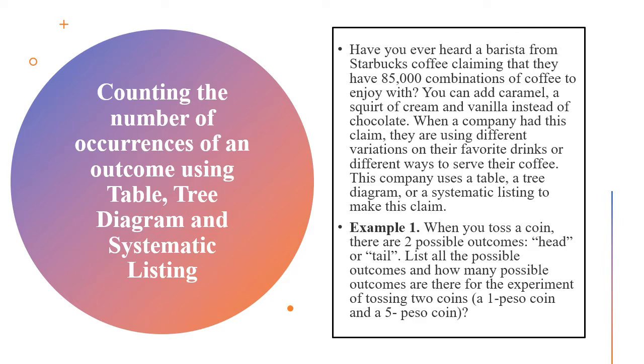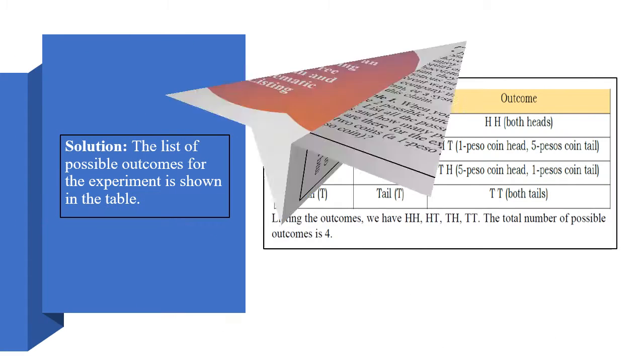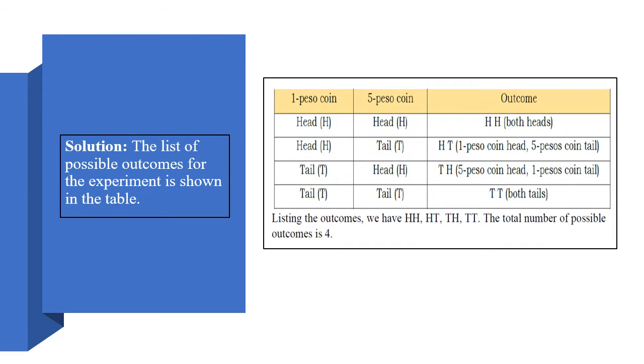Example: when you toss a coin, there are two possible outcomes, head or tail. List all the possible outcomes and how many possible outcomes there are for the experiment of tossing two coins, a 1 peso coin and a 5 peso coin. So for our solution, these are the list of possible outcomes for the experiment shown in the table.